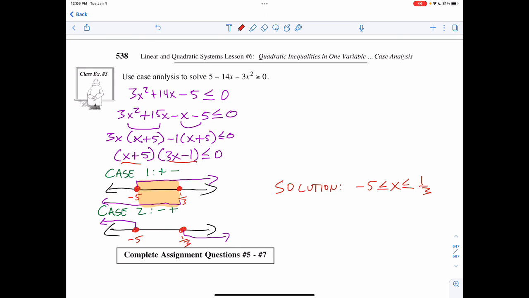If you want, you can do it algebraically, just like we did in the previous two examples as well. All right, go ahead, get some practice.